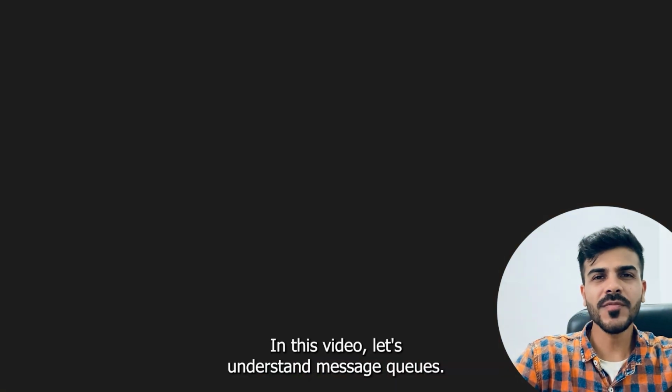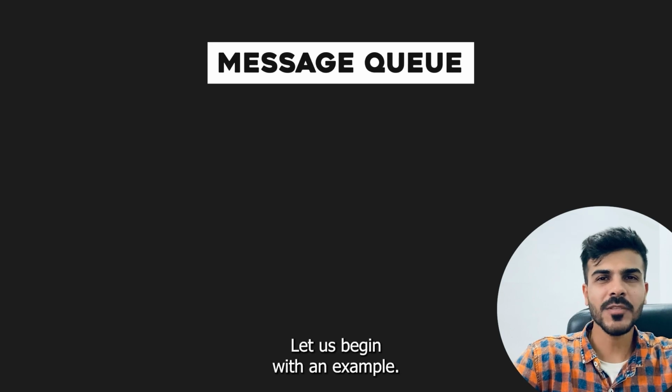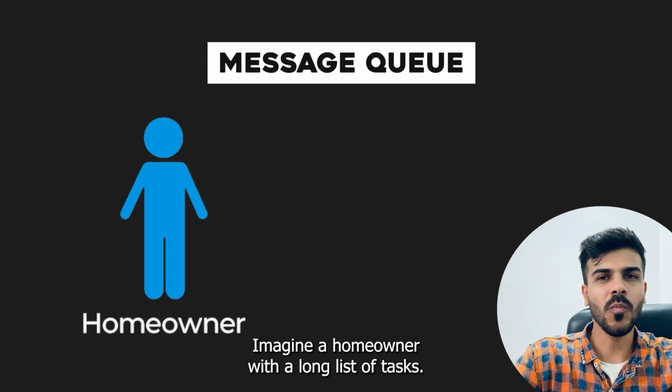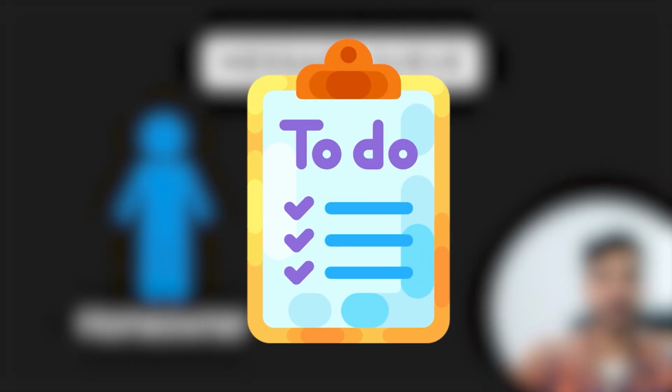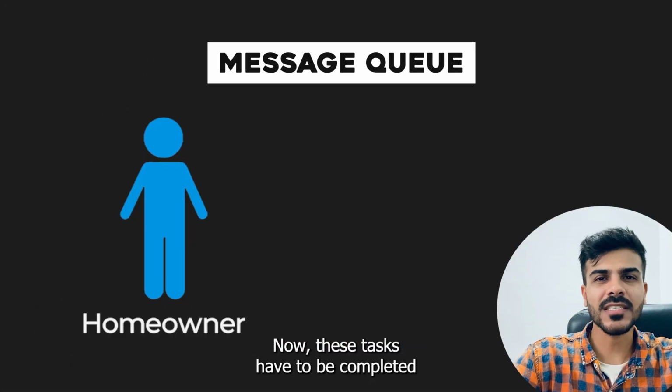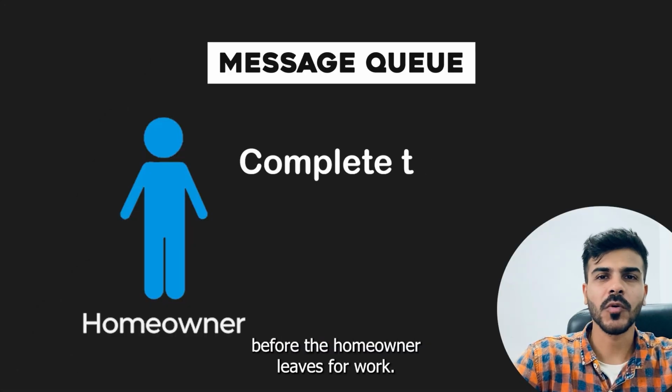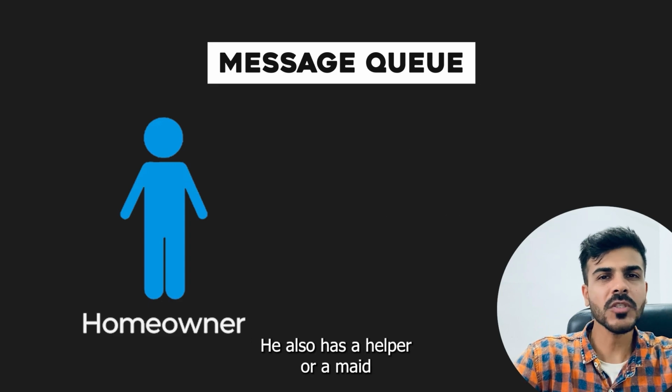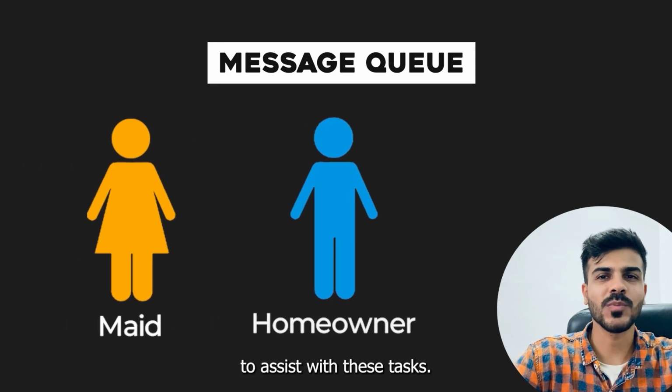Welcome back. In this video, let us understand message queues. Let us begin with an example. Imagine a homeowner with a long list of tasks. Prepare food, take out the trash, clean the house, and wash the dishes. Now, these tasks have to be completed before the homeowner leaves for work. He also has a helper or a maid to assist with these tasks.